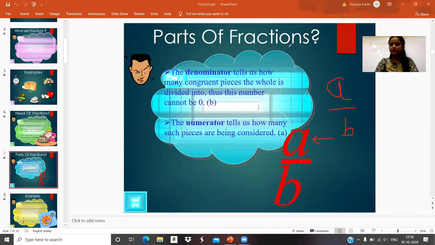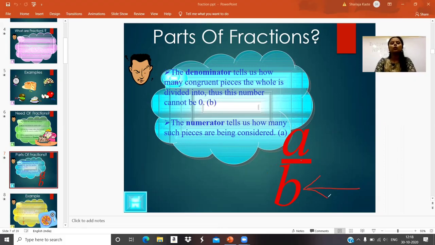The number which is present at the upper side is the numerator. The number which is given at the downside would be known as the denominator. You can see here that A is the numerator and B is the denominator. So A by B would be your fraction. In the fraction A by B, A is your numerator and B is your denominator.